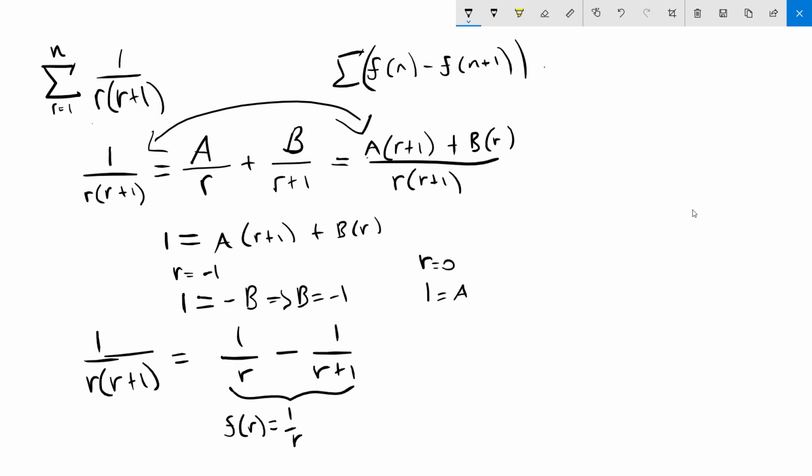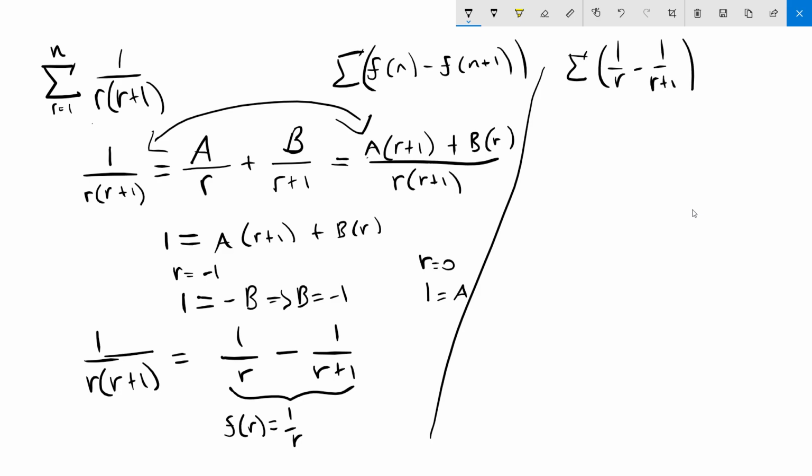So we're all good. I'm going to move over to this side of the page here, because it should be able to fit up here. So let's try and just go through it. We've got the sum now of 1 over r minus 1 over r plus 1 from 1 to n. Well, let's write out the terms. First term is going to give us 1 divided by 1 minus 1 divided by 1 plus 1, which is 2. Next term is going to be 1 over 2 minus 1 over 3, so on and so forth.